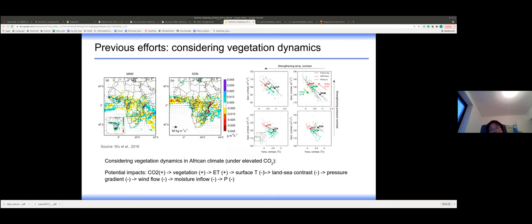And if we lower the temperature, we will decrease the land-surface contrast, because we know that Africa is a very warm continent and the ocean is cooler. The reason the monsoon works is that we have high pressure from the oceans, which drives the trade winds toward the continent. So now we decrease the contrast, which means we decrease the pressure gradient, and then we decrease the wind flow, thus decreasing the moisture inflow to the continent, and therefore the precipitation. So this is one example showing how important the land surface components are to the climate system.